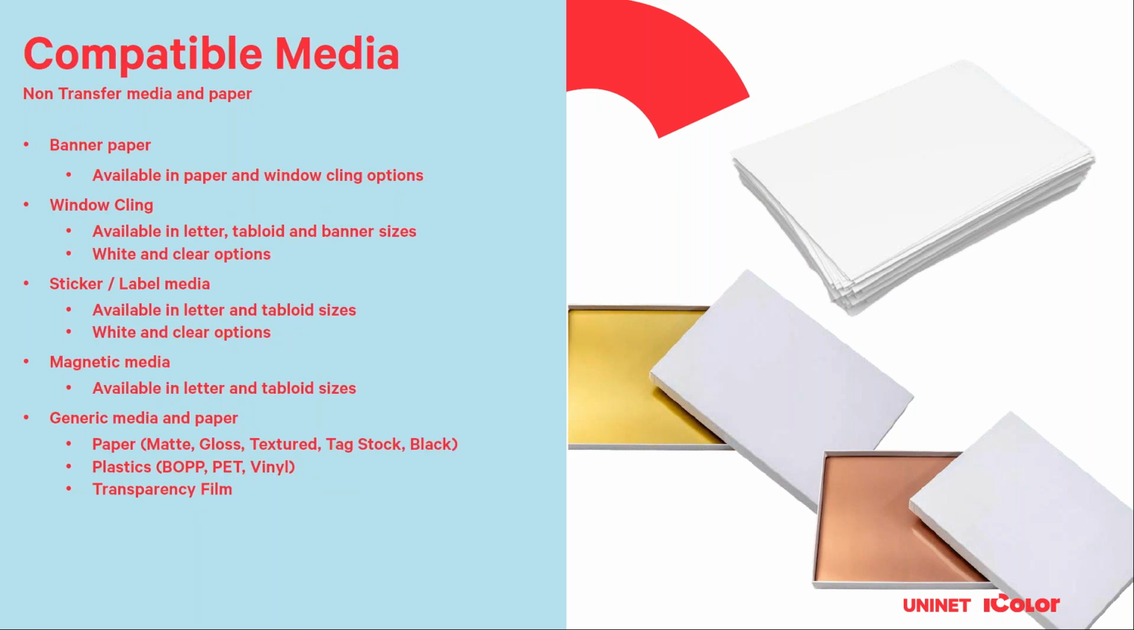Banner paper for our 650 and our 800. Window cling paper, sticker media, label media, which I said has a very strong adhesive on it. You print right to a magnet, throw it up on your fridge. And then of course you could print the generic media that we don't sell, like regular types of paper, black paper, plastics, transparencies, things like that.